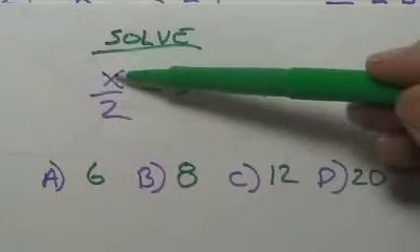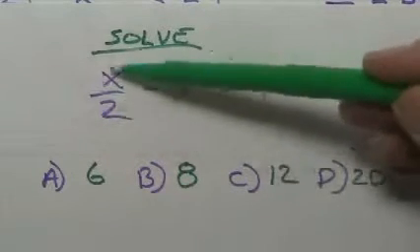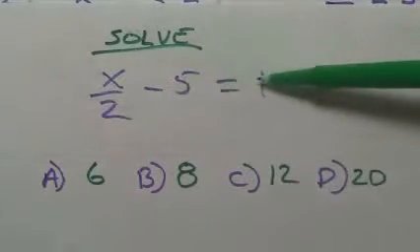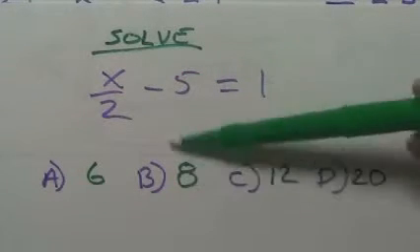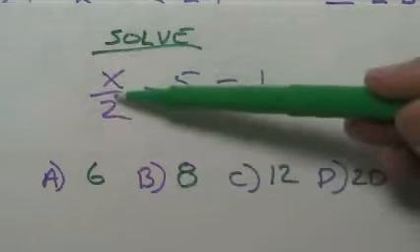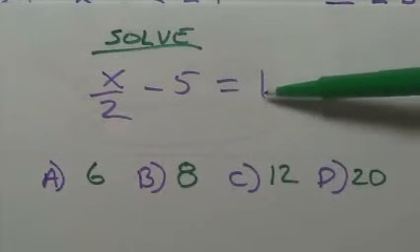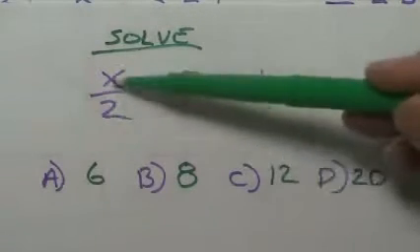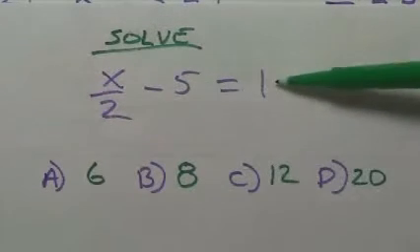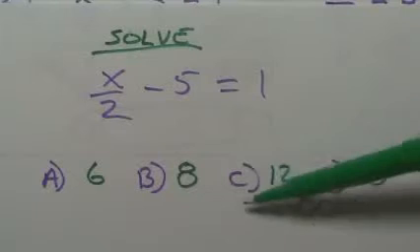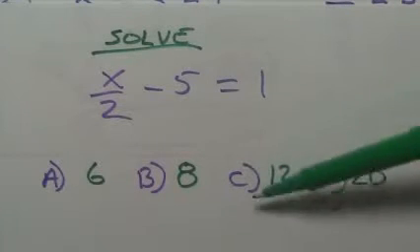Like if I put 6 in here, 6 divided by 2 is 3. Does 3 minus 5 equal 1? No. If I put an 8 in there, 8 divided by 2 is 4. 4 minus 5, is that 1? No. How about a 12? 12 divided by 2 is 6. 6 minus 5 equals 1? Yes. And see, that's how some students will even do that.